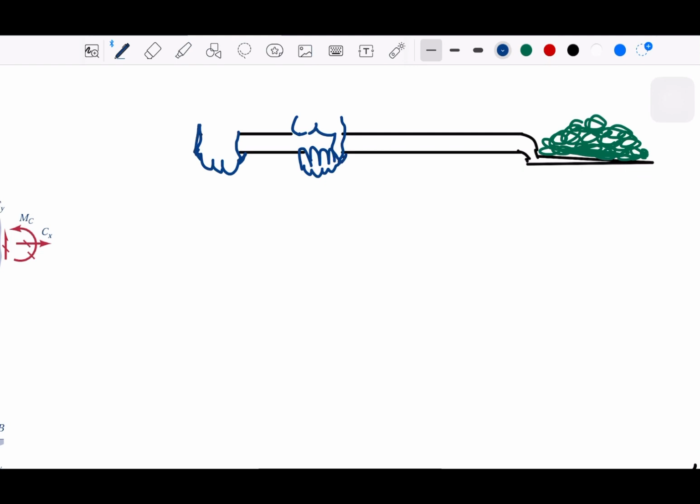Suppose that can be seen as hands, okay? Although it's not very clear, let's pretend that this is your hands. So imagine that this is a shovel that's supported by hands, right?